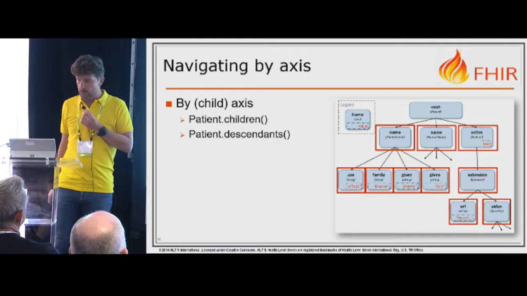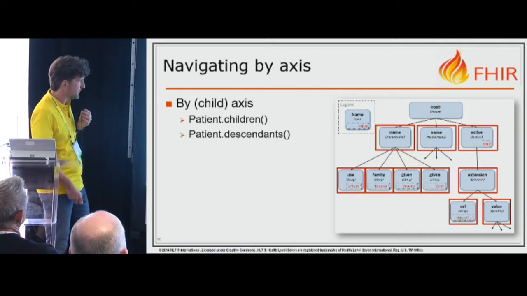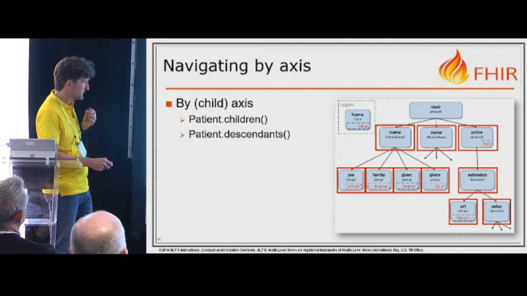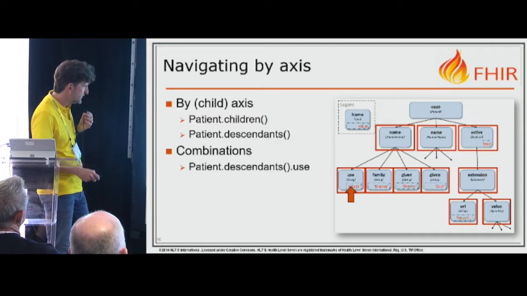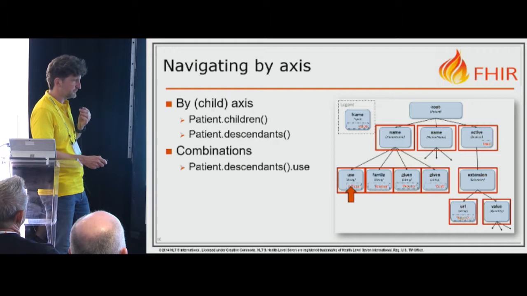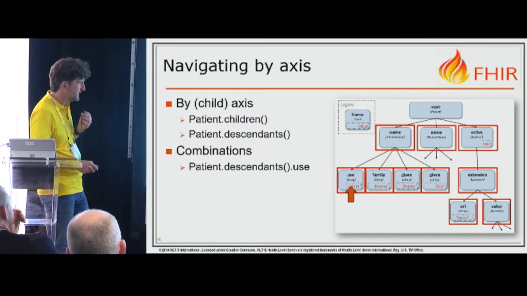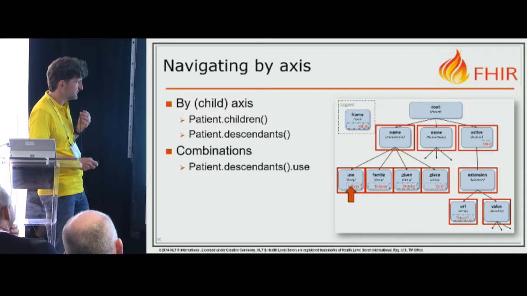Patient.descendants would select everything under patient. Just as patient.name.descendants would select anything here and anything under there except the stuff under active. And then you can combine it and say combinations. So combinations like patient, all descendants, and then navigate into use. The only thing that would select, well, it would look at all these nodes here, also the ones under here, and anyone all there, and say which of these have use, and then select those. So in this case, in this picture, this is the only node selected.